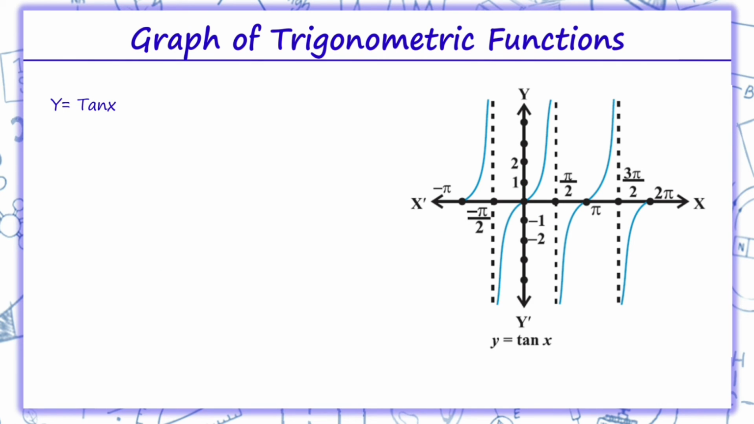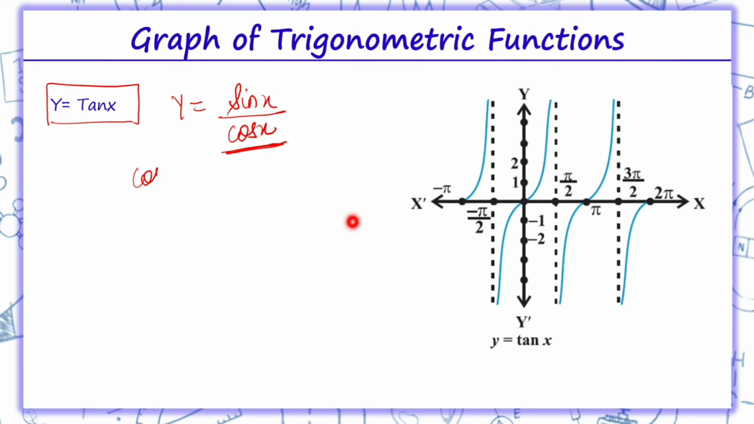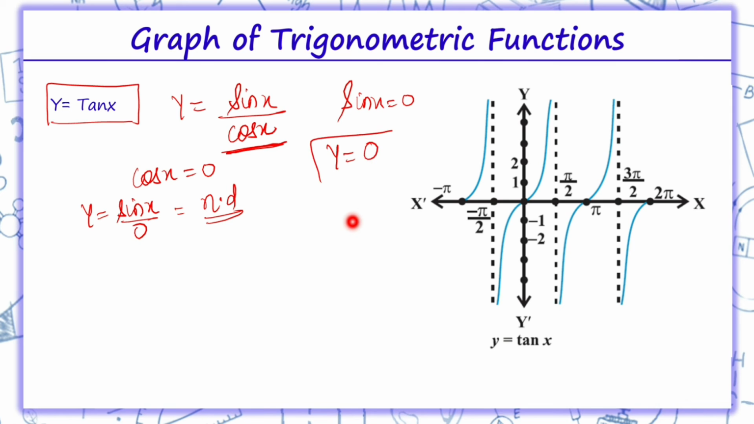Coming to the next graph, which is y equals tan x. Now as we know, y is sin x by cos x. For cos x, if cos x becomes 0, then we get y equals sin x by 0. That means this value will be not defined. But if sin x is 0, then y becomes 0 and this value is still defined.